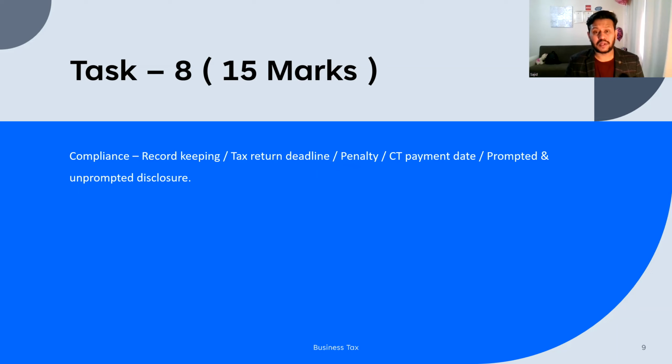So how long do we have to keep the records? For example, for the payroll and the business documents, how long do we have to keep the records? We need to know this area. Tax return deadline: for example, for the corporation tax, it is 9 months and 1 day. For the tax return, it is 12 months. We have to make a note of that.